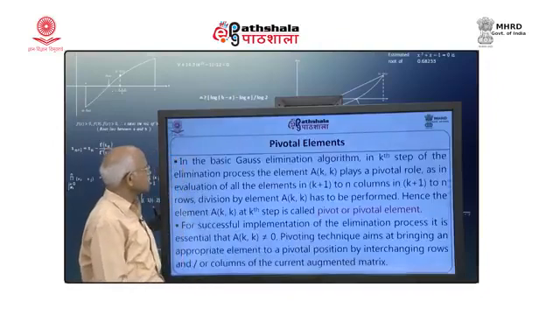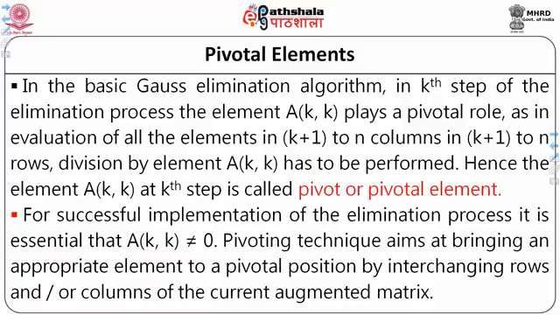In the basic Gauss elimination algorithm, in the kth step of the elimination process, the element a_kk plays a pivotal role, as in the evaluation of all the elements in the k+1 to n columns, in the k+1 to n rows, division by this element occurs. Therefore this is a very vital element, and we call it the pivotal element. Hence a_kk at the kth step is called a pivot or pivotal element, and for successful implementation of the elimination process, it is essential that a_kk should not be equal to 0.